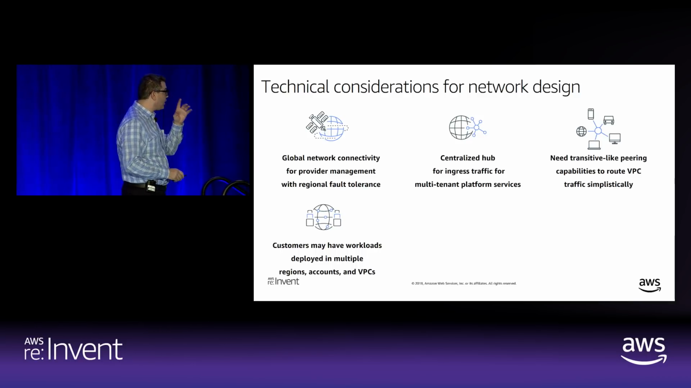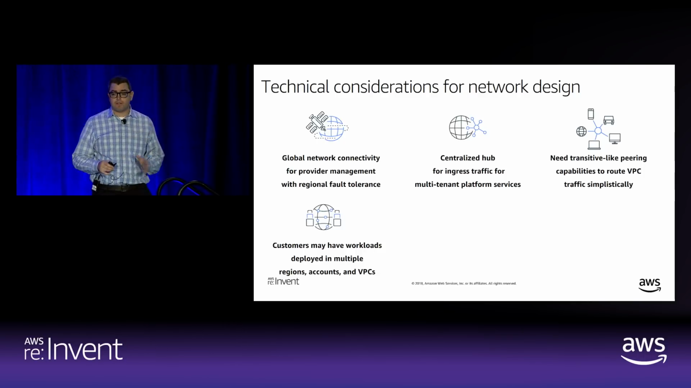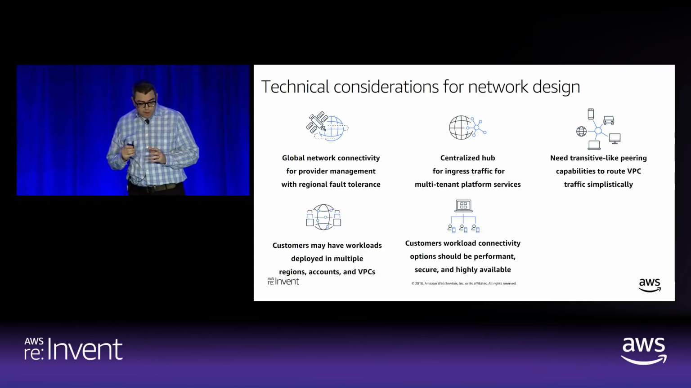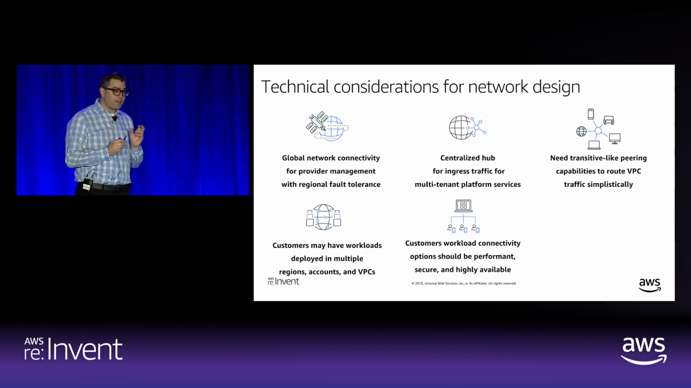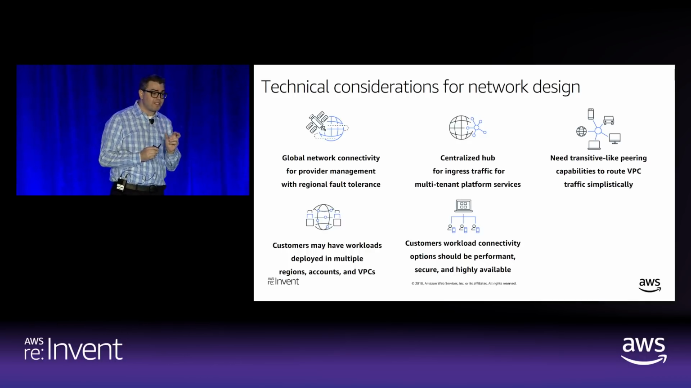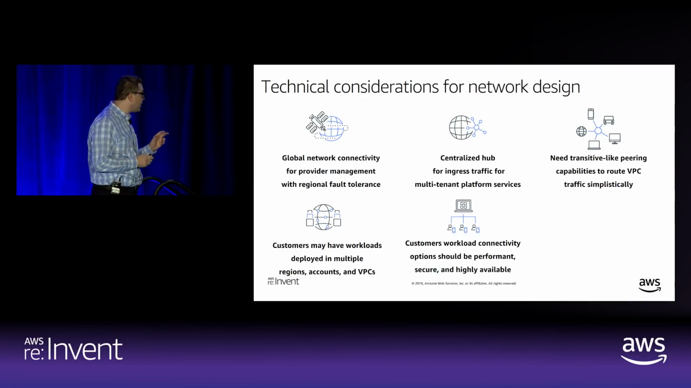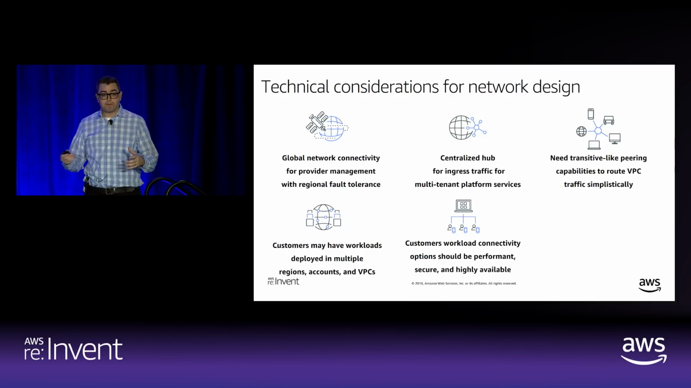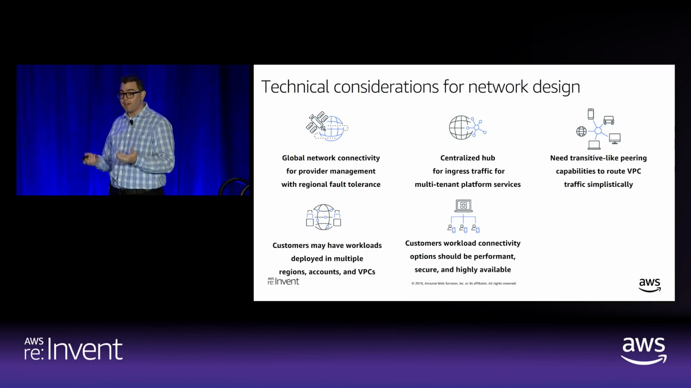Customers may have workloads deployed in multiple regions, accounts, and VPCs. And what's interesting about these is that I really think it's important to think about the connectivity options based on the workload type. And I'm going to describe that in significant detail because it's crucial to understand that you may be allowing them to communicate to your web services for your SDK, your CLI, and n number of services through a public web service.